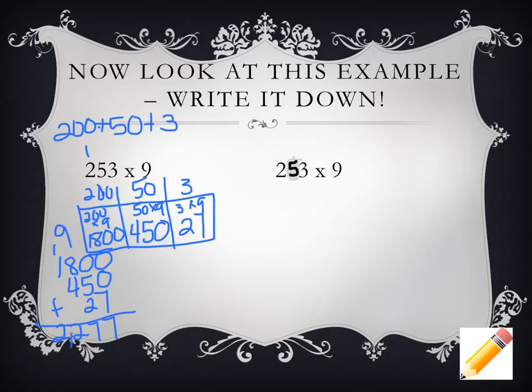2,277. Remember, the important part of expanded form is also recognizing that equation, 200 plus 50 plus 3. If I'm multiplying that times 9, I can write the equation 200 times 9 plus 50 times 9 plus 3 times 9.